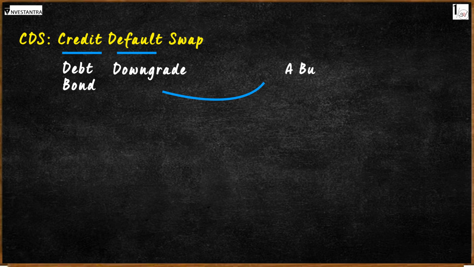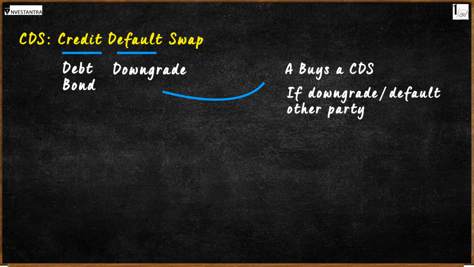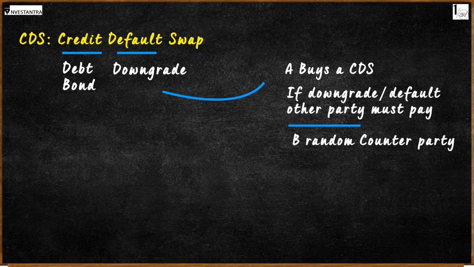Yeah. So a credit default swap is, if A buys a CDS, essentially what A is saying is if there is a downgrade or a default, the other party must pay. The other party here would be B. It can be any B. That was the problem with the crisis of 2008. There were too many of these. So B was a random counterparty.